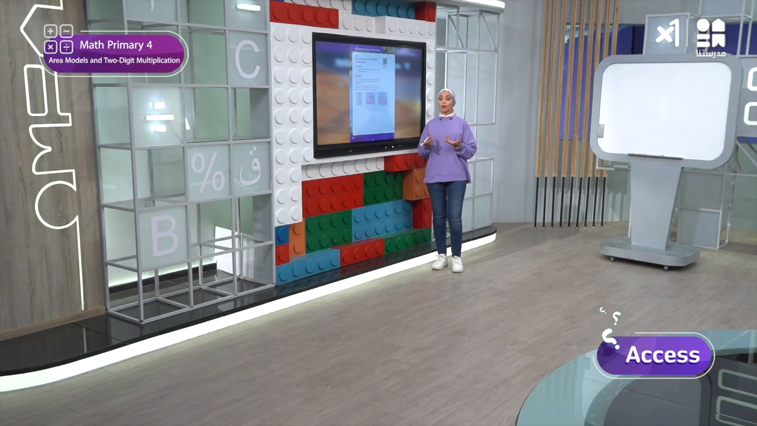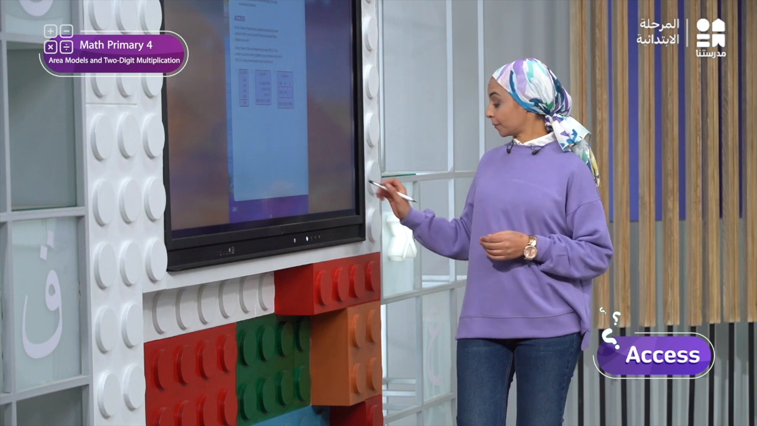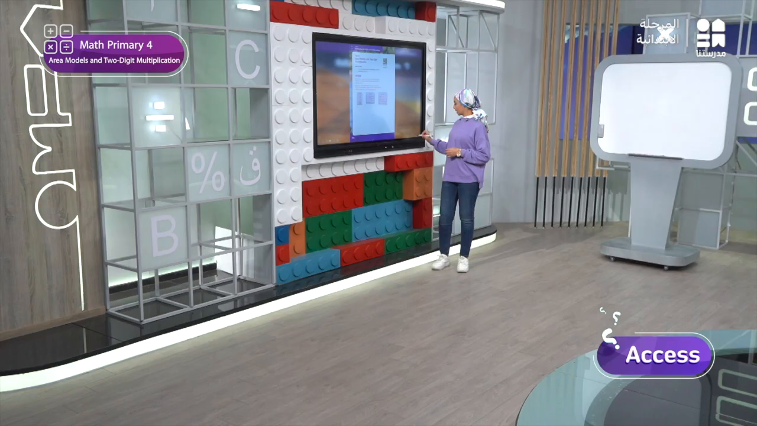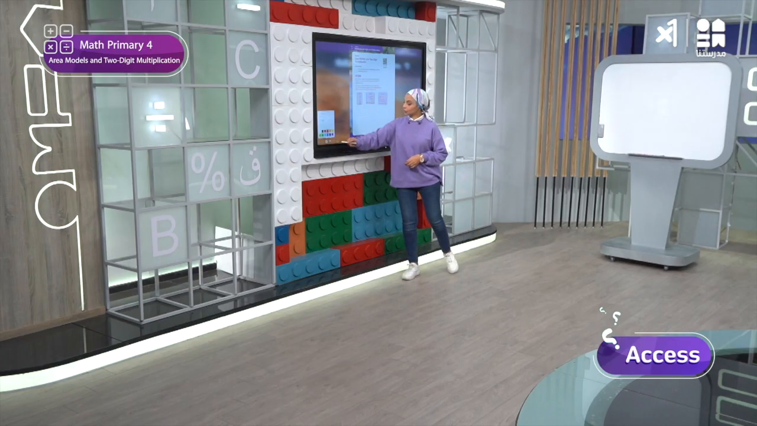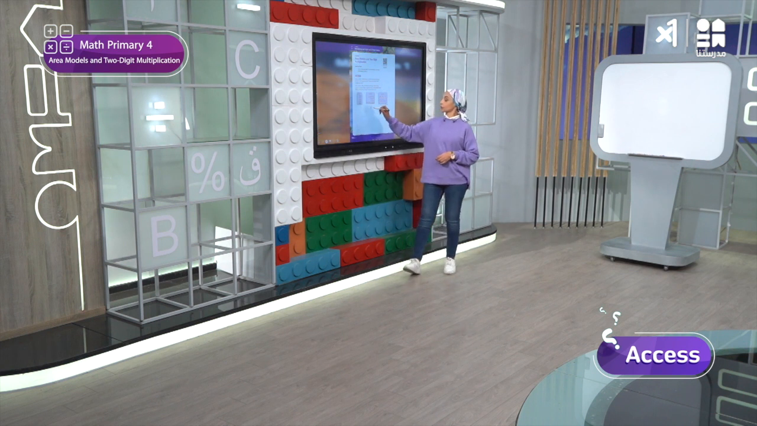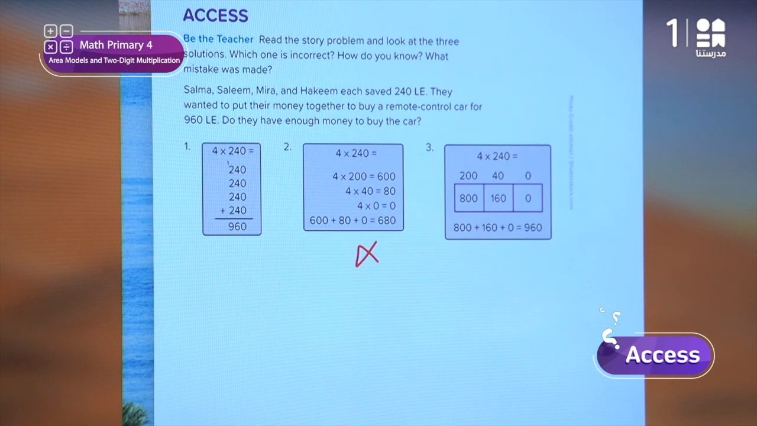And now, who of us discovered that the incorrect answer is the answer which is number 2, and why? So, let's see here. The incorrect answer is number 2. Let's see why number 2 is the incorrect answer. Let's review all of the answers together.